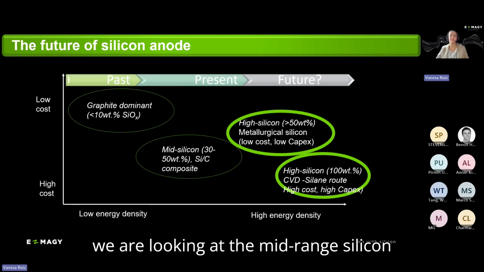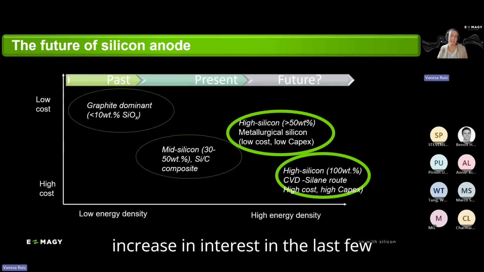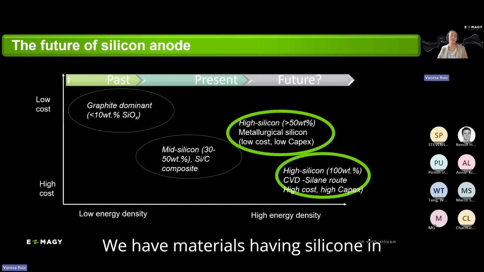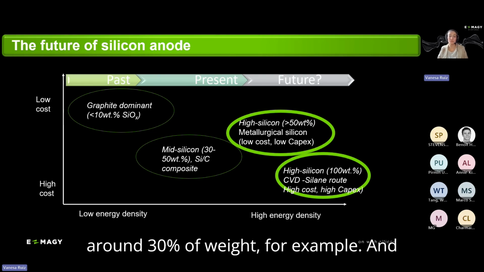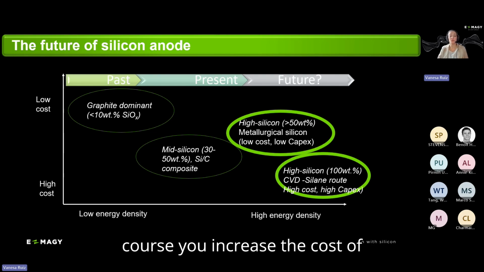Then we are looking at the mid-range silicon composites, and we have seen a great increase in interest in the last few years in this range. We have materials having silicon at around 30% by weight, for example, and then you gain in energy density, but of course you increase the cost of investment. The capex goes up. You are producing a more complex material, and that leads to more cost in the production.